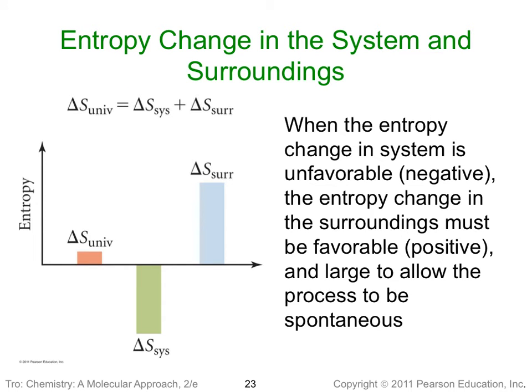So again, just reiterating, entropy change in the system is unfavorable, right? Here's the system, unfavorable. The entropy change in the surroundings has to be favorable, right? And large to allow it to be spontaneous.